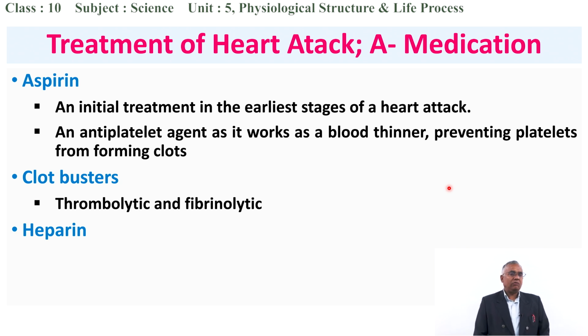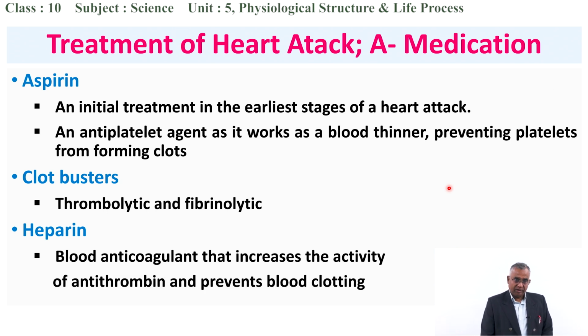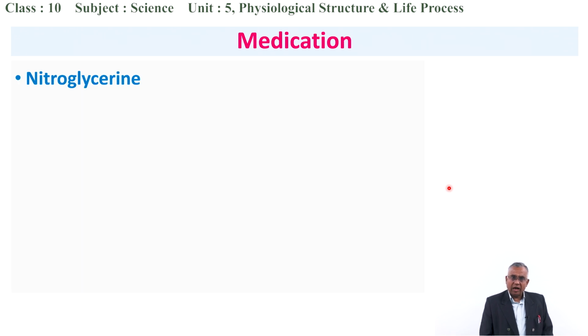Now next, heparin. Heparin is an anticoagulant that avoids blood clotting. That means it helps the patient before clotting. It is an anticoagulant that increases the activity. And it is antithrombin. Antithrombin means what? Blood clotting does not take place. Now the next medicine is nitroglycerin.